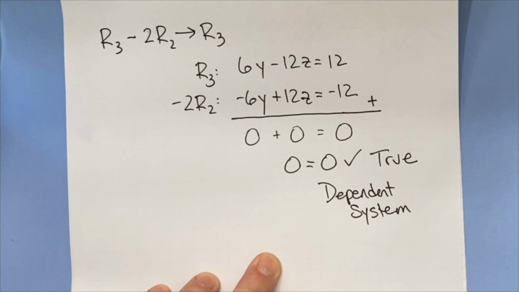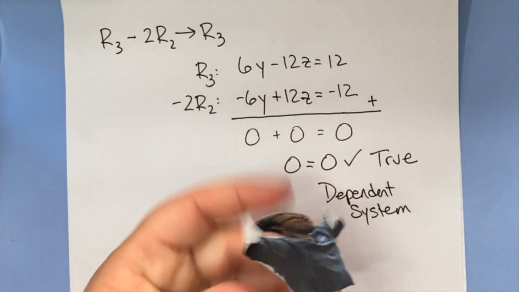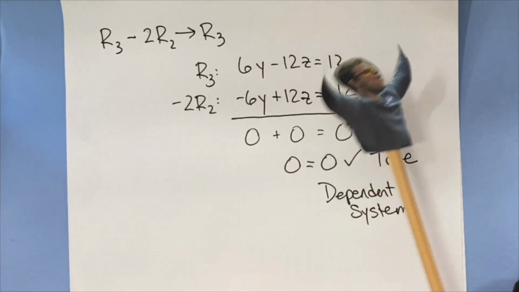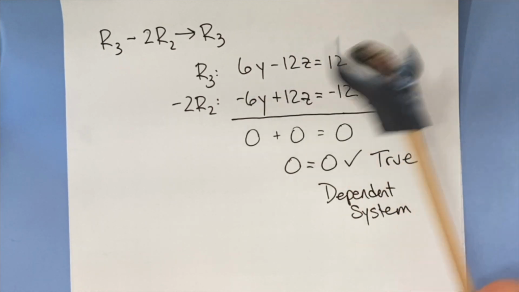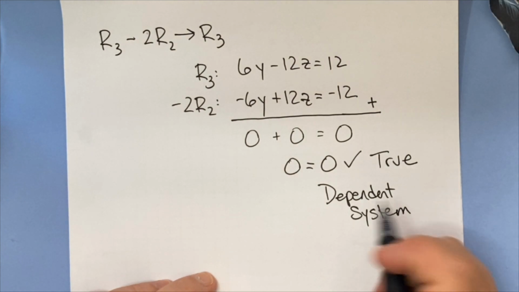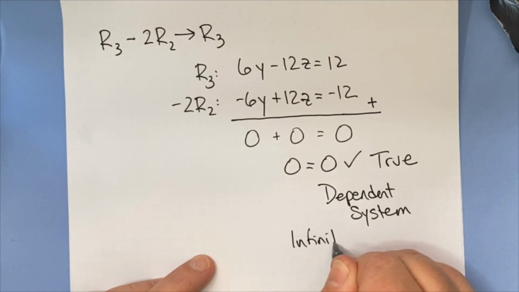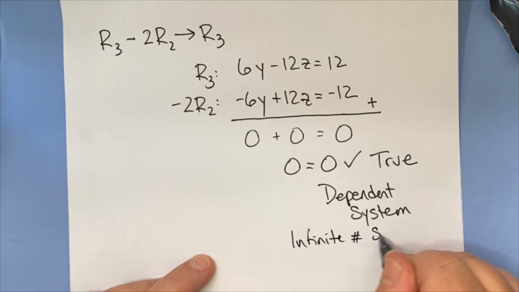So right now, actually, we've got happy Matt Damon. Oh, he's all curly. You can tell it's kind of humid today. Yay! He's so happy he's curled up. Little dance party. So a dependent system means we have an infinite number of solutions.